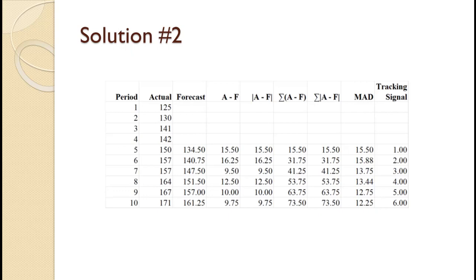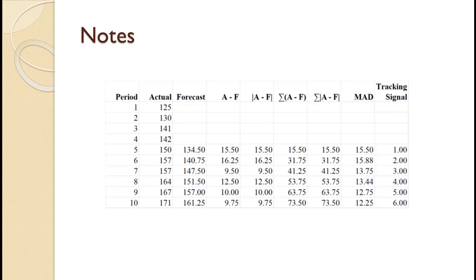The absolute value of 9.75 is 9.75. The cumulative A minus F is 63.75 plus 9.75 equals 73.5. The cumulative absolute value A minus F is 63.75 plus 9.75 equals 73.5. The MAD is the cumulative absolute value A minus F value of 73.5 divided by 6 equals 12.25. Finally, the tracking signal is the cumulative A minus F value of 73.5 divided by the MAD of 12.25 equals 6.00. Several of the tracking signals exceed positive 4, which indicates bias.